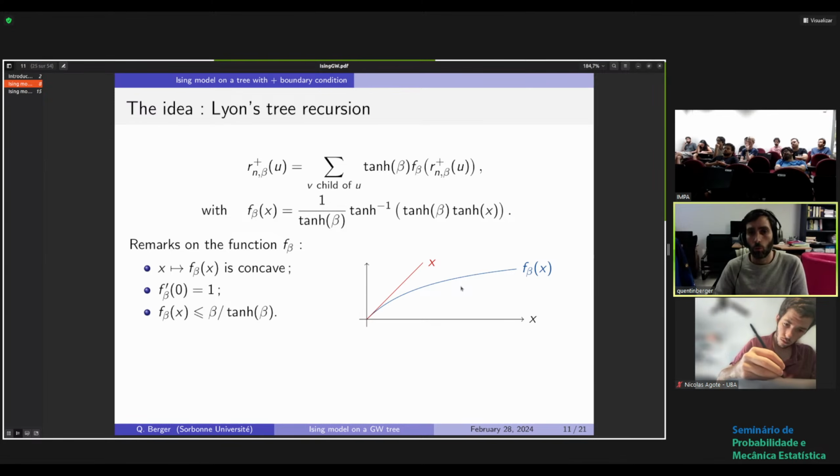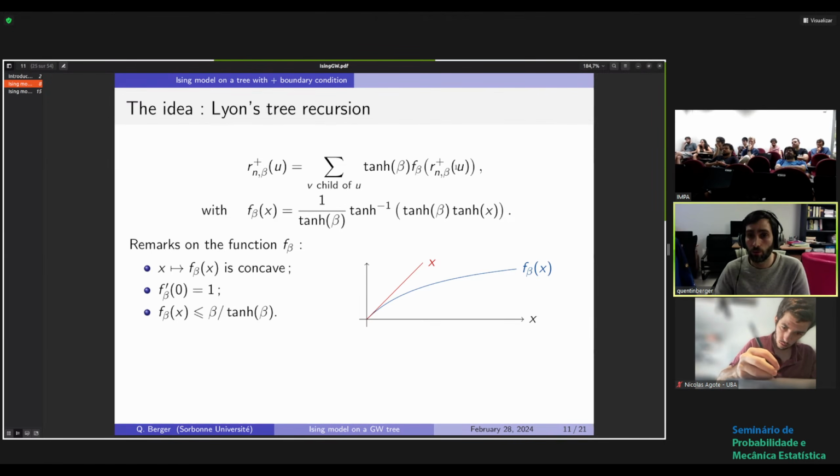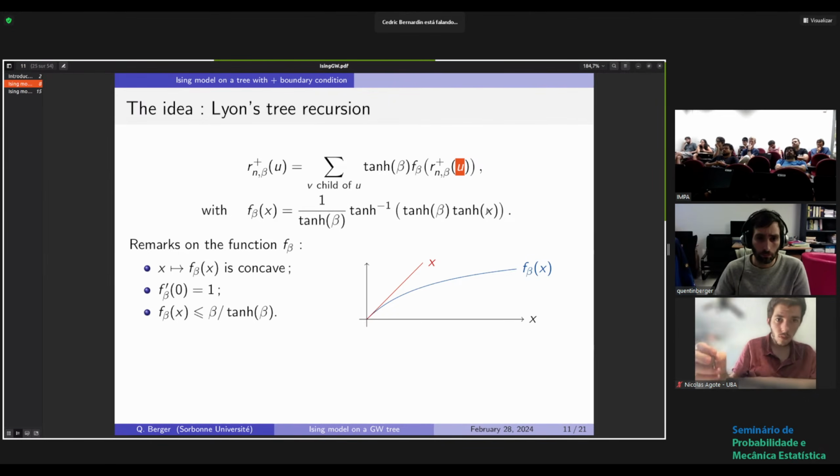So that's the way Lyons solved this problem, and there's one bound which is fairly easy. Sorry, Quentin, it is on the right hand side. It is r and beta plus v, not r and beta plus u. Oh yeah, it's true. Yeah, here it's a v. You're right. Thank you.